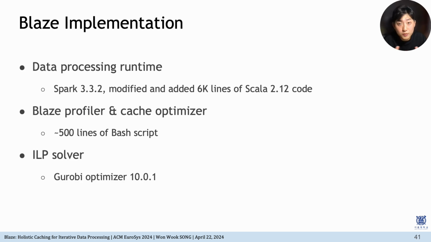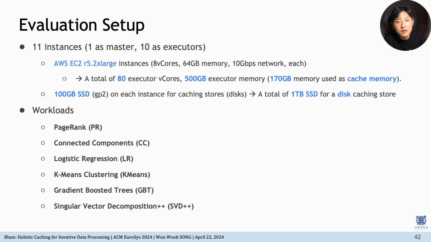Blaze is implemented on top of Spark 3 with around 6,000 lines of Scala code and is activated with a bash script that can be executed asynchronously to the data processing pipeline. For deriving the caching decision, we use the Gurobi Optimizer version 10, a state-of-the-art ILP solver. Next, to our evaluations. We have used 10 executor nodes with a single additional master node with the specifications shown on the slide. Our evaluations are done on 6 different applications whose peak cache size grows up to 170 gigabytes, with the details thoroughly described in our paper.